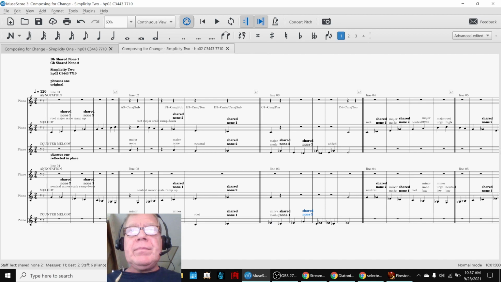So that's where the shared nones come in, and those are just the shared nones. Now we really should be acknowledging that. Excuse us when we do a little housekeeping. Did we do that right? G flat.